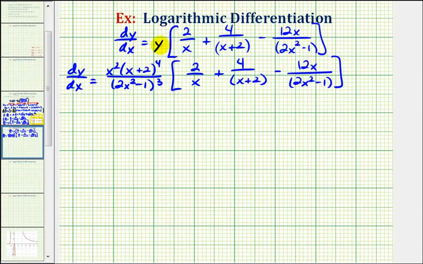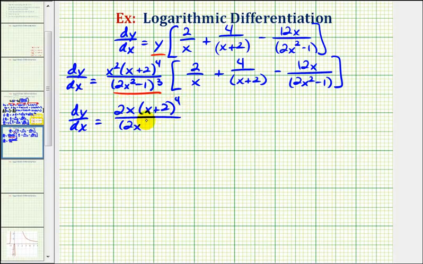So again, what we've done here is substituted the entire function here for y. And now the rest of this problem is going to be algebra. So for our next step, we're going to go ahead and distribute here. Notice when we multiply by 2 over x, one factor of x here is going to simplify with this x here. So we would have 2 times 1 factor of x times 4 factors of x plus 2 divided by 3 factors of 2x squared minus 1.